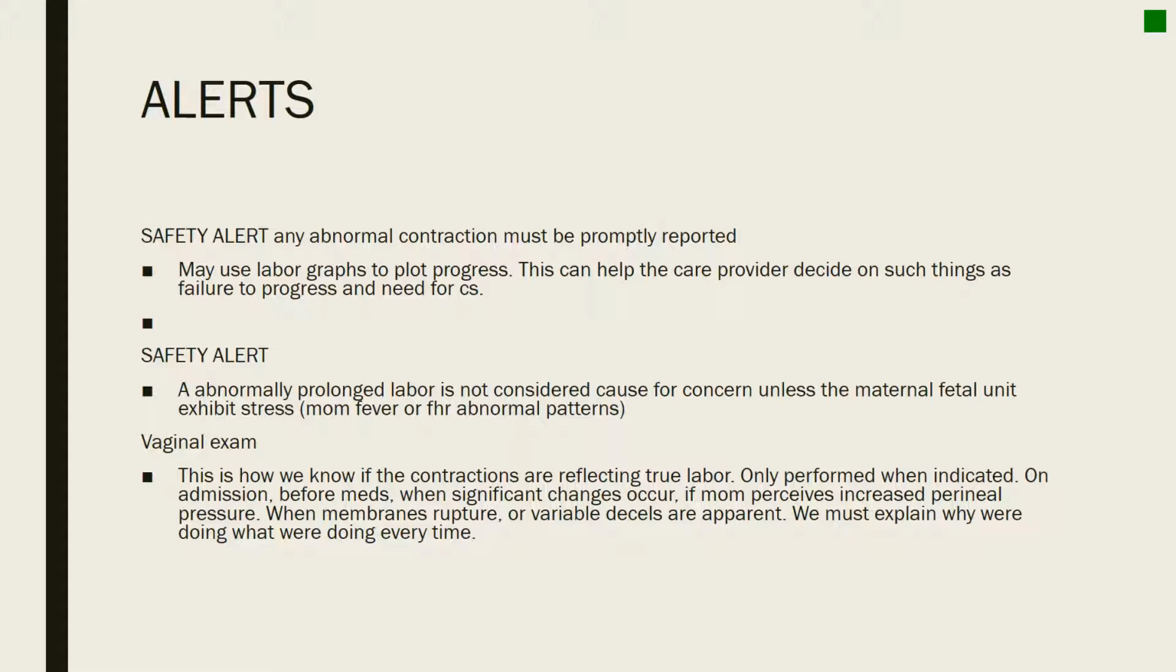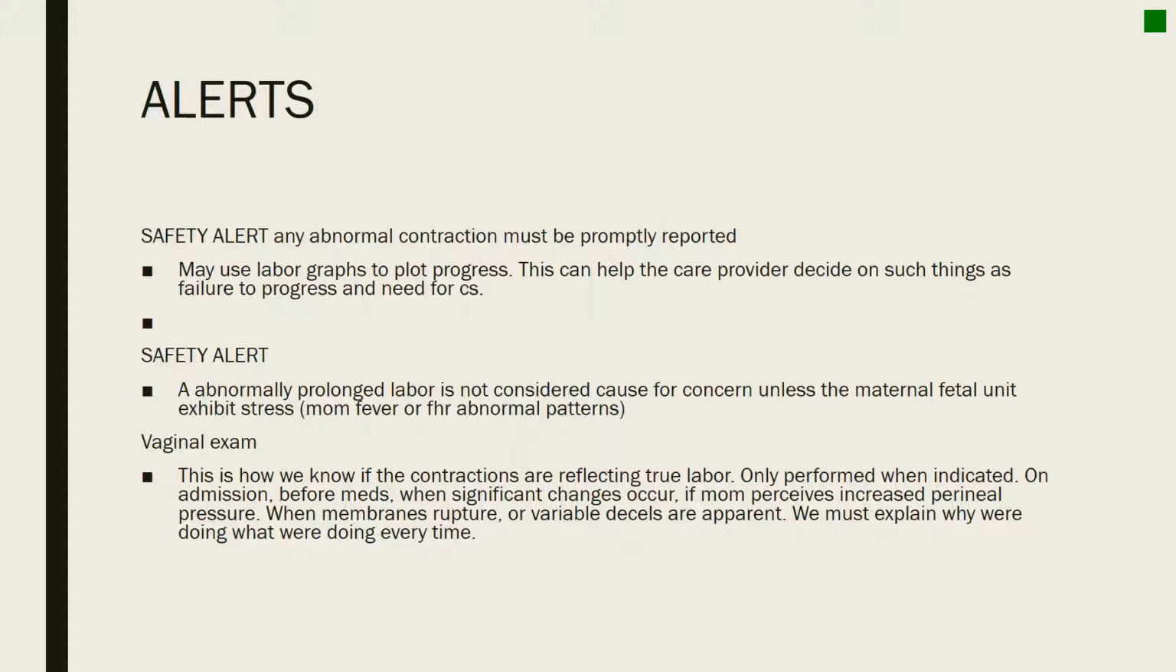One of your safety alerts says that any abnormal contraction has to be promptly reported. They use graphs and plots. The care provider decides when there's failure to progress. Another safety alert says that an abnormally prolonged labor is not considered cause for concern unless the fetal-maternal unit exhibits stress: mom has a fever, or the fetal heart rate is abnormal, like with ruptured membranes that have been prolonged.